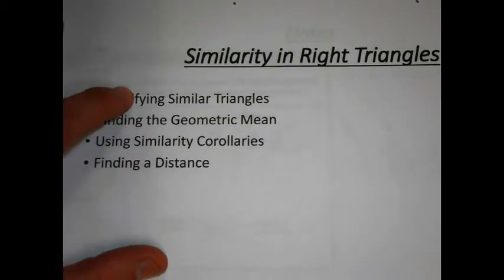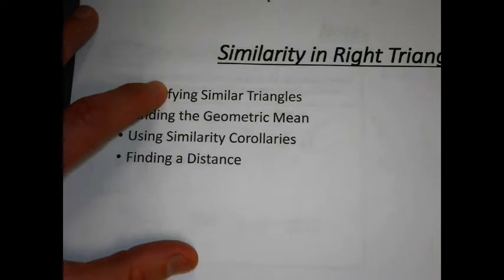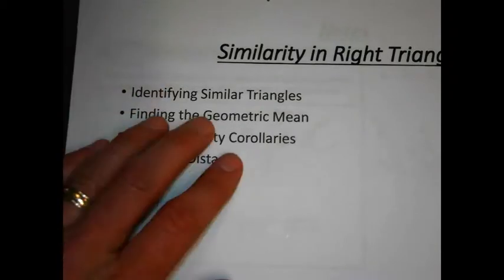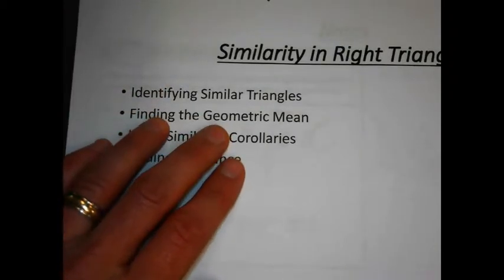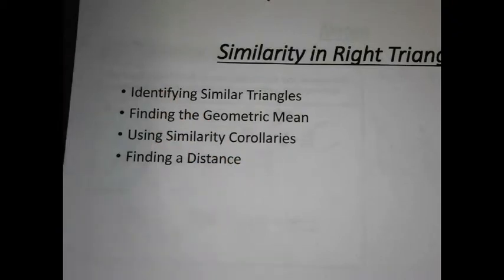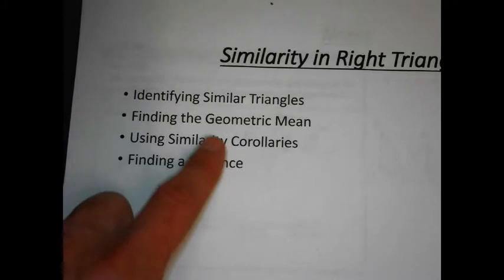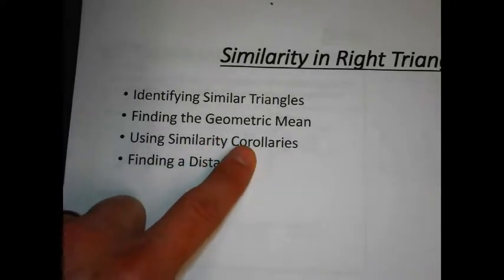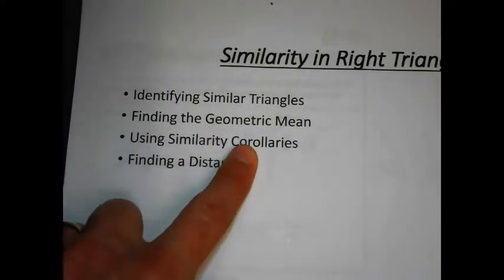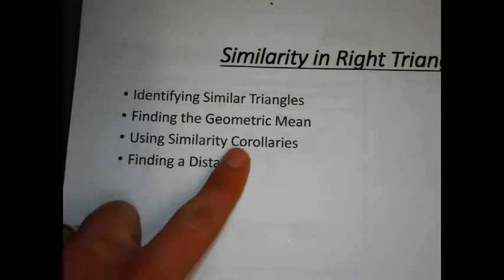We talked about identifying similar triangles. I thought I was going to get into something I didn't get into. Then we talked about finding the geometric mean, and I realized some people might be scared from solving for x squared, so I had to slow down on that. And then we ended up using the similarity corollaries, which is understanding geometric mean.